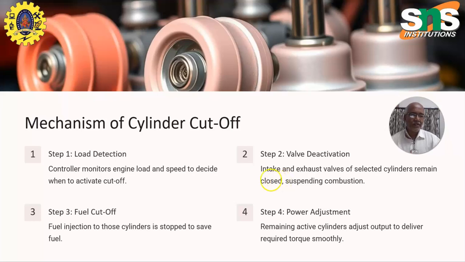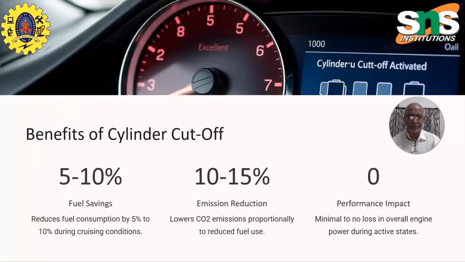Next is the fuel cutoff. Since the intake and exhaust valves of the cut-off cylinders are closed, naturally the fuel injection to those cylinders will be stopped. And finally comes the power adjustment, where the remaining cylinders are activated and adjust the output to deliver the required torque smoothly.